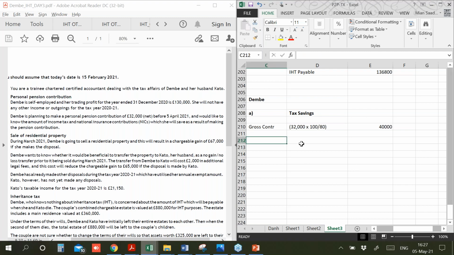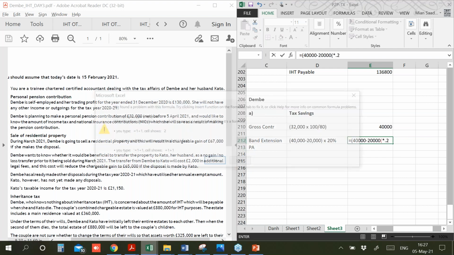Now, tax savings will be that 40,000, we'll see band extension and PA. PA stands for personal allowance. From band extension, 40,000 worth of income will now be taxed at 20,000 times 20%. It will be 8,000. If you want to apply a formula, you can: 40 minus 20 times 20%.